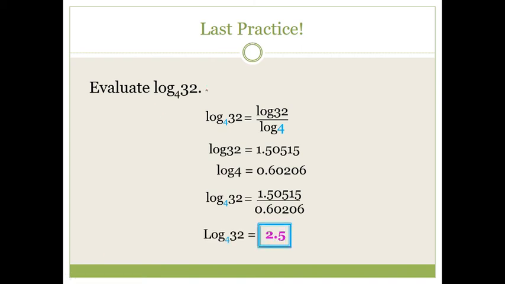So remember what that means. That means if I took 4 and raised it to the 2.5 power, then I would get 32. That makes sense because 4 squared, 4 to the second power, is 16, and it needs to be more than that, but 4 to the third power is 64. Too high. So we know it's somewhere in between 2 and 3, so the answer 2.5 makes sense.